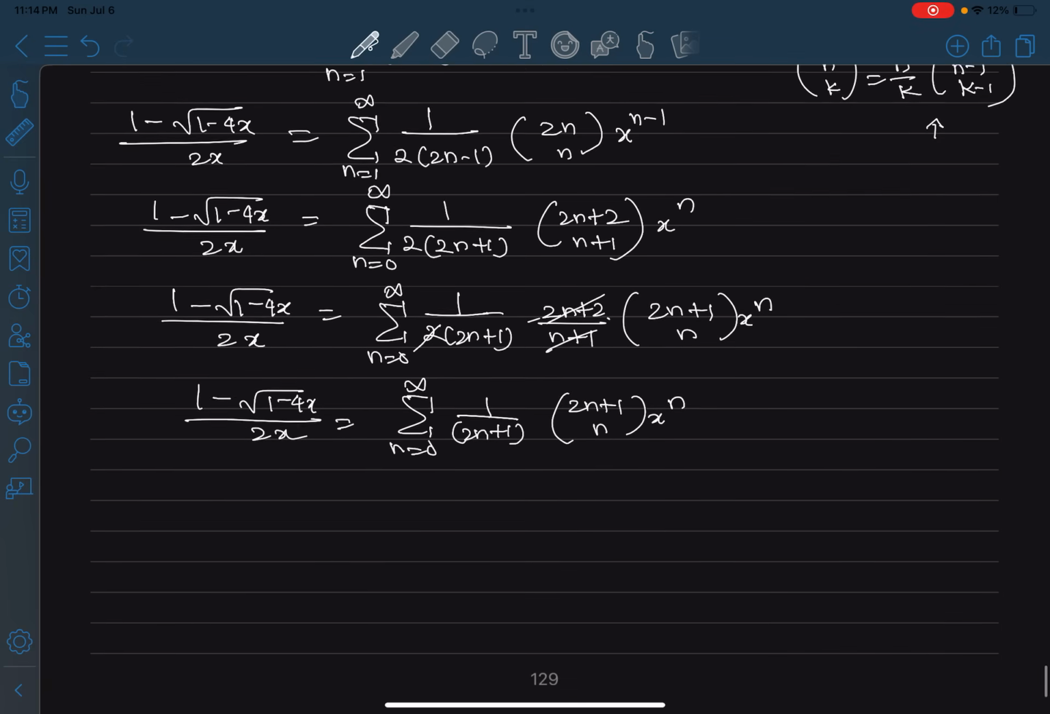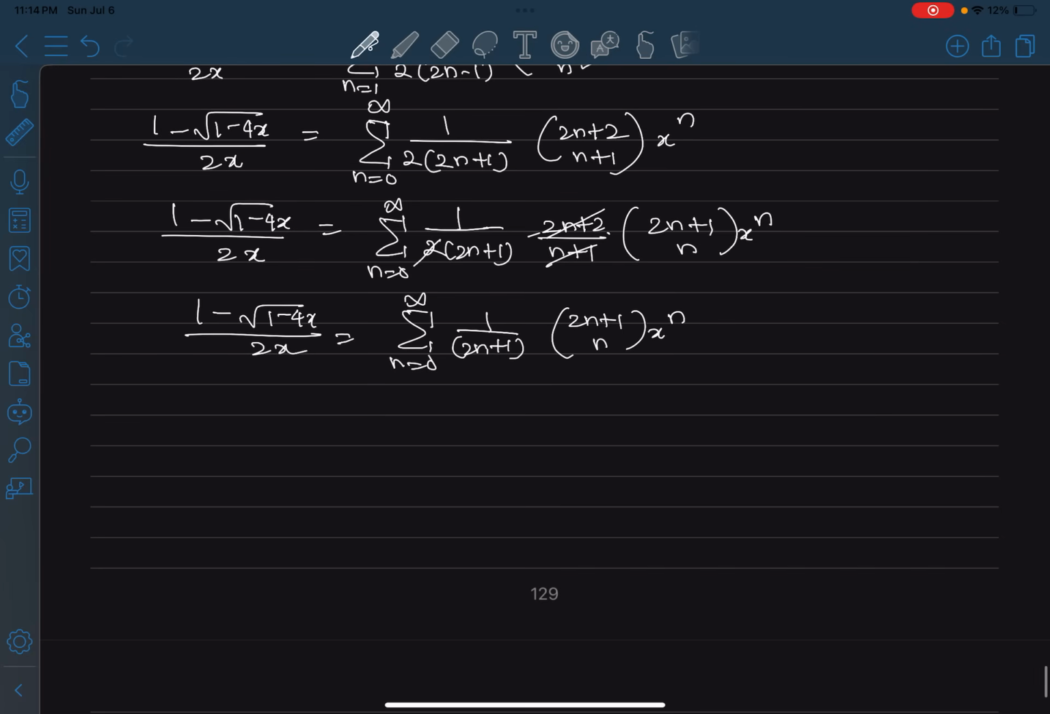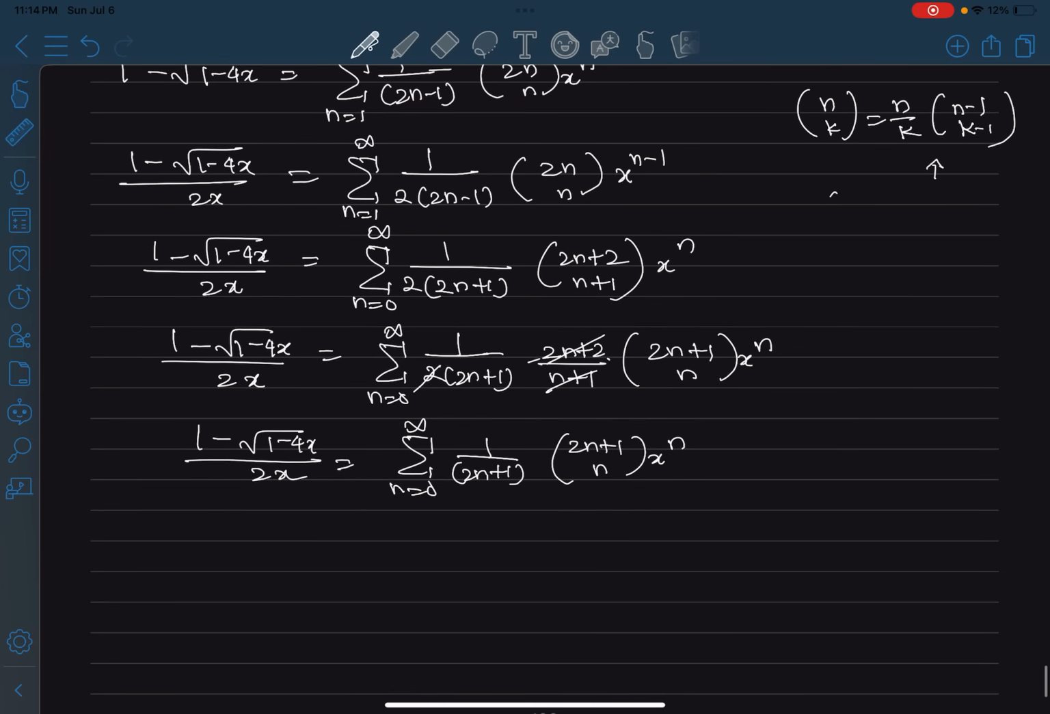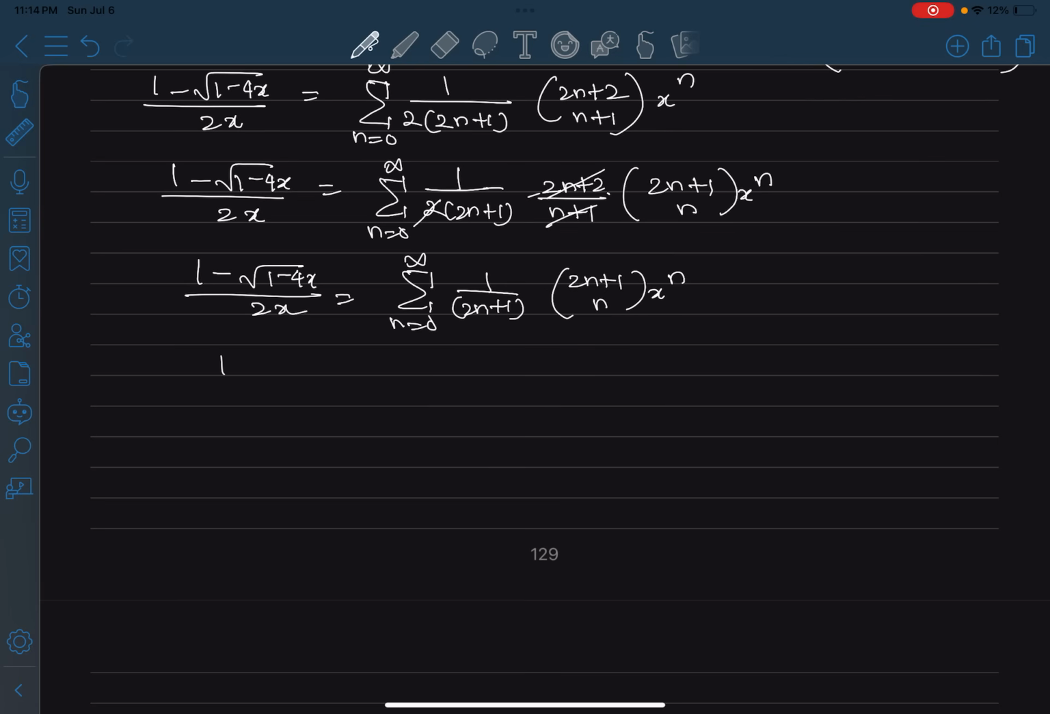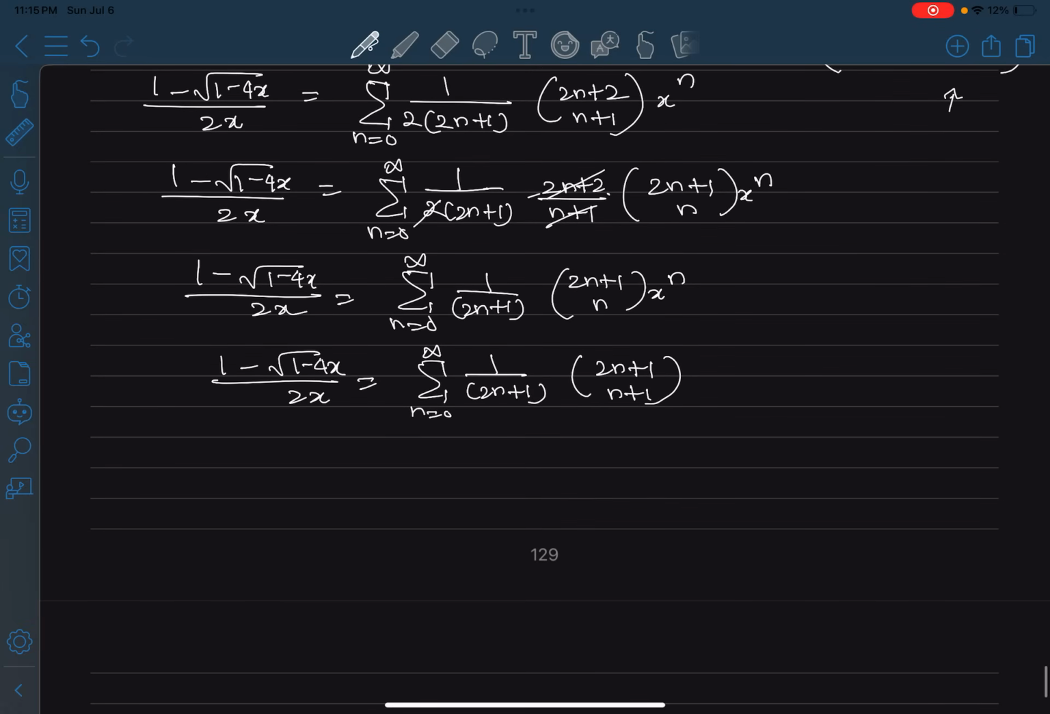So a better way would be to first use the property of this binomial coefficient, and that will actually be helpful. You will see. So this expression can now be written as sum from n equals 0 to infinity of 1 by 2n plus 1, and I can write this as 2n plus 1 choose n plus 1, using this property over here.